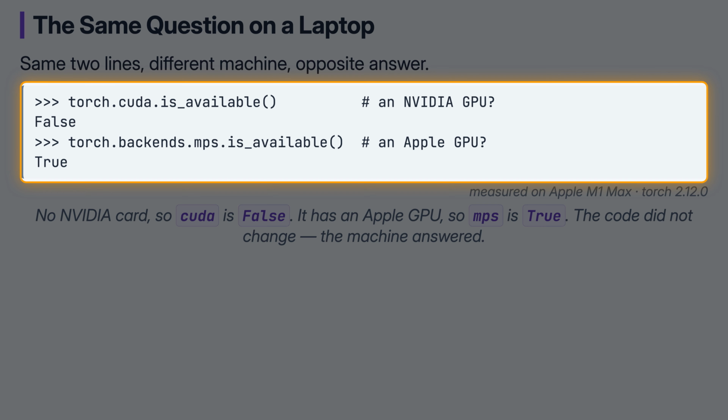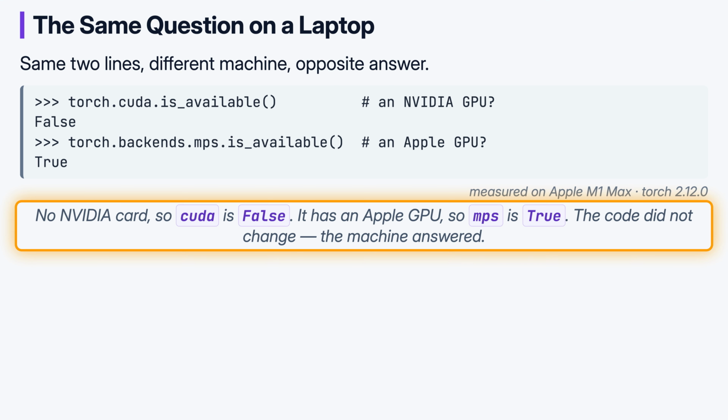Same 2 lines, different machine. On the Apple laptop, torch.cuda.is_available is false, since there's no NVIDIA card. And torch.backends.mps.is_available is true, because it has an Apple GPU. Same code, opposite answers because the hardware is different. The machine answered, not your code. MPS is Apple's GPU backend, and the full device story comes in a later video.